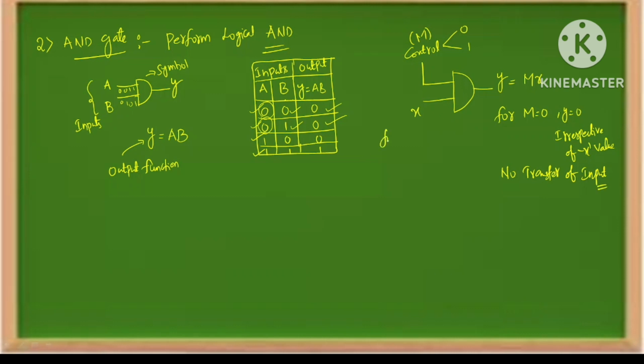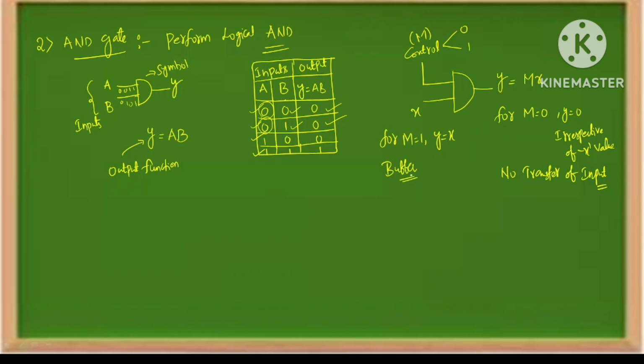When m is equal to 1, y is equal to x. So what is the meaning of that? For m equal to 1, if this is the input signal that I am applying, the same input is transferred to the output. So for m equal to 1, as y is equal to x, it acts like a buffer, right?